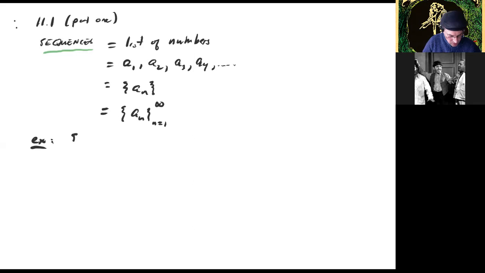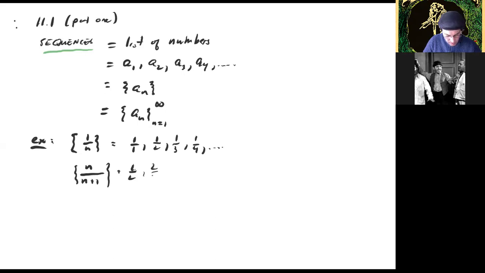So what about the sequence 1 over n? That's the sequence 1 over 1, 1 over 2, 1 over 3, 1 over 4, dot, dot, dot. Okay, let's try another example. n over n plus 1, that would be the sequence 1 over 2, 2 over 3, 3 over 4, 4 over 5, etc.